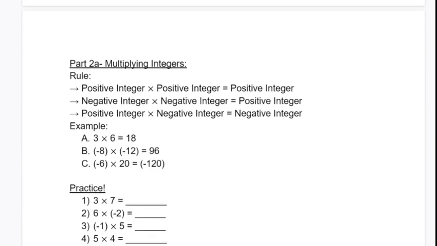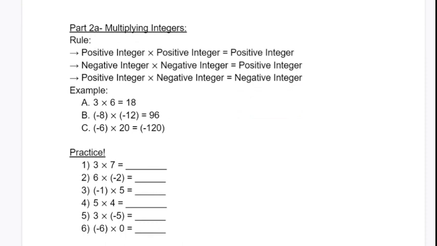Part 2.8 is multiplying integers. The rule for multiplying and dividing, personally, I find is much easier than adding or subtracting, just because it's pretty straightforward. But overall, they're all easy. Again, practice makes perfection. So a positive integer times a positive integer is going to be positive. A negative times a negative is also going to be positive. And if you have a positive integer times a negative integer, or a negative integer times a positive integer, it's going to be negative.